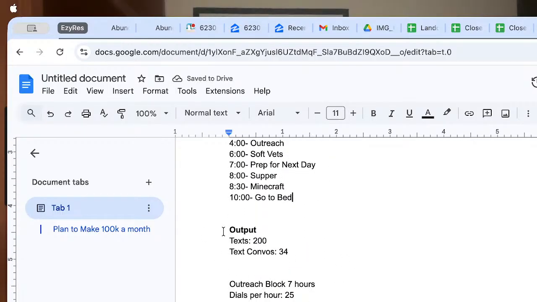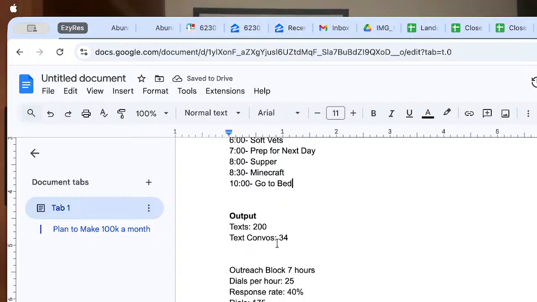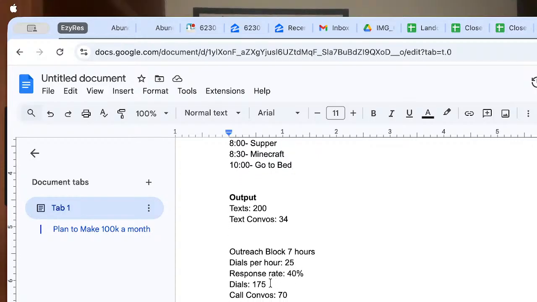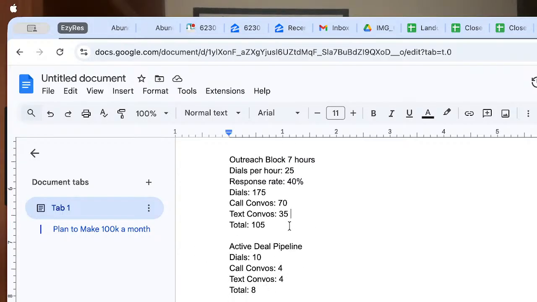Then our output for the day would be 200 total texts sent. We'd have 34 conversations from those texts. Outreach blocks would be a total of 7 hours. We'd have 175 dials from that, 70 call conversations because our response rate's around 40%, and then 35 text conversations, because if they miss my call and I text them, there's a decent chance they'll respond. Usually it's about half of my call conversations per my past data.